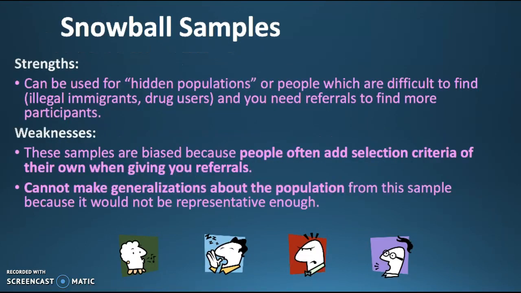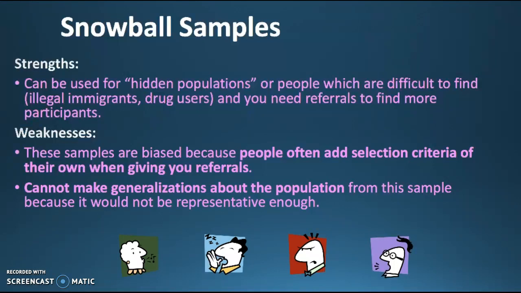So strengths and weaknesses: you can use it for hidden populations, people that are difficult to find, drug users, robbers, illegal immigrants. You need referrals to find more people, and they all kind of know each other. The weaknesses: these samples are biased because people often add their own selection criteria when giving you referrals.